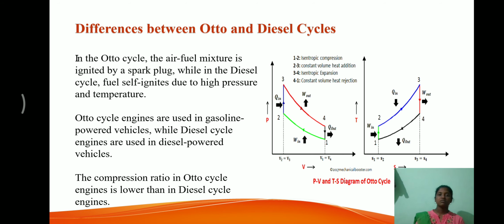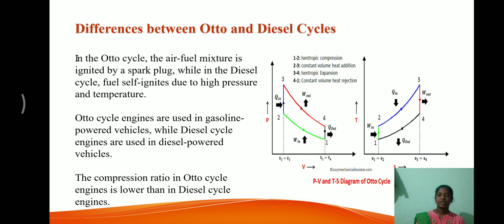Next, differences between Otto and diesel cycles. In the Otto cycle, the air-fuel mixture is ignited by a spark plug, while in the diesel cycle, fuel self-ignites due to high pressure and temperature. Otto cycle engines are used in gasoline-powered vehicles, while diesel cycle engines are used in diesel-powered vehicles. The compression ratio in Otto cycle engines is lower than in diesel cycle engines. And here is the diagram about this.